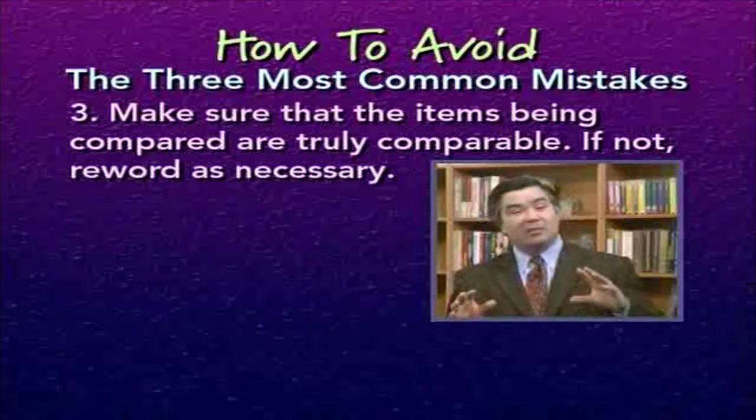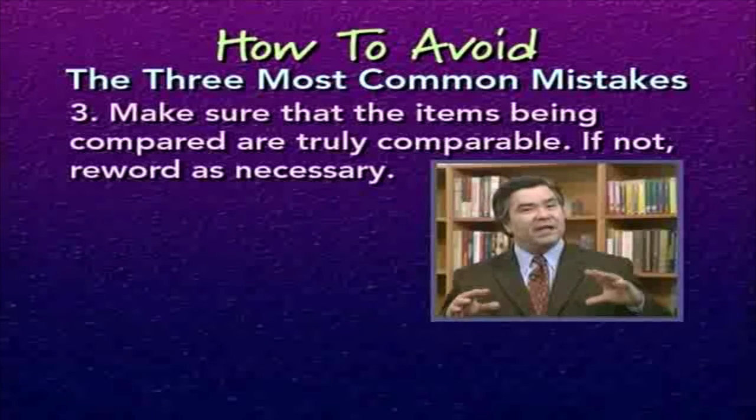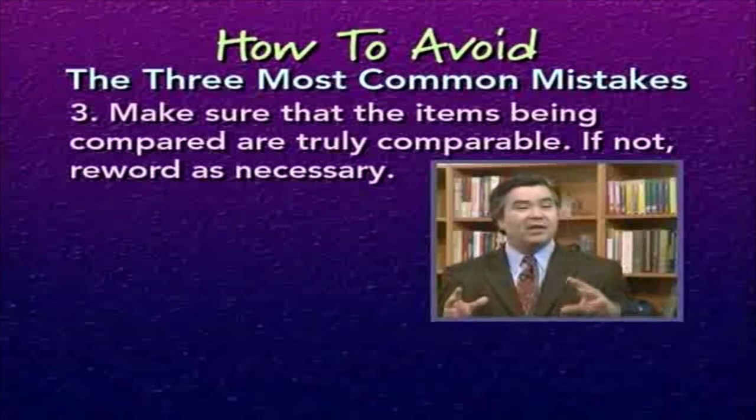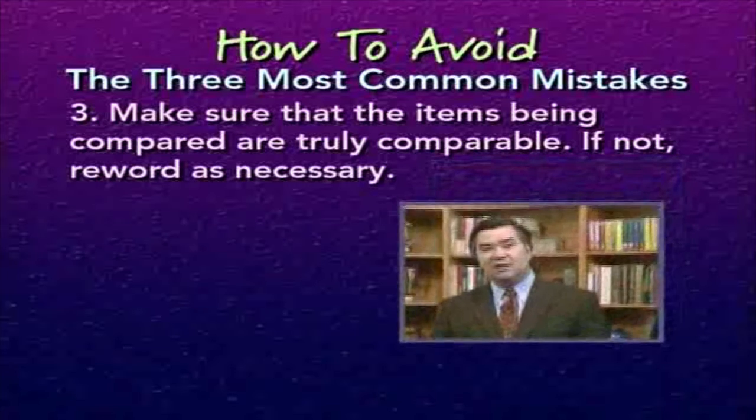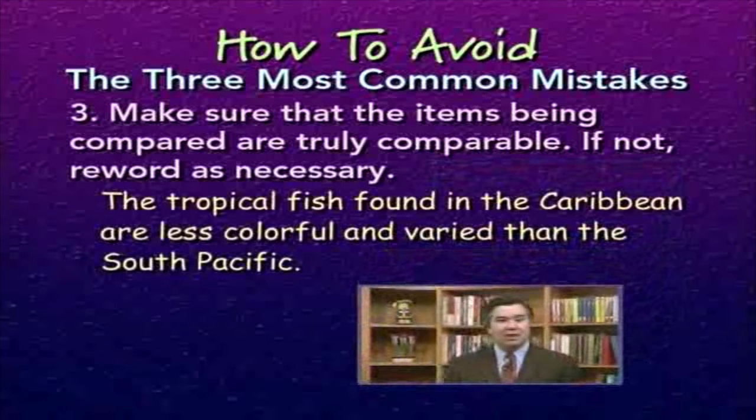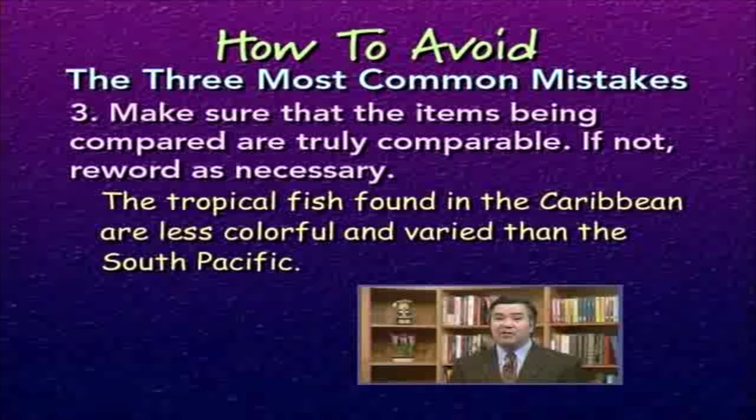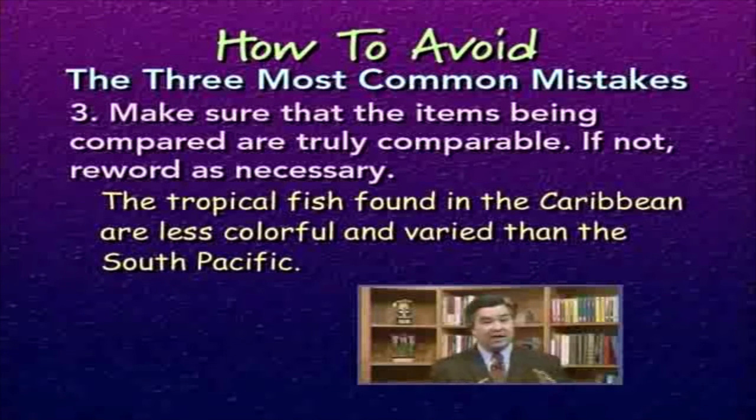And whenever you make a comparison, you need to think carefully about what you're comparing and how in order to avoid these mistakes. Here's our first example. The tropical fish found in the Caribbean are less colorful and varied than the South Pacific. All right, the person who's writing this sentence is trying to compare two things, namely the tropical fish in the Caribbean and the tropical fish in the South Pacific.